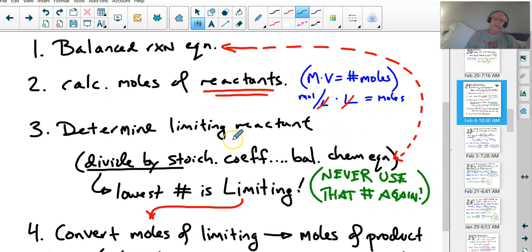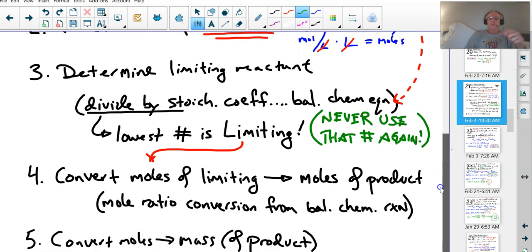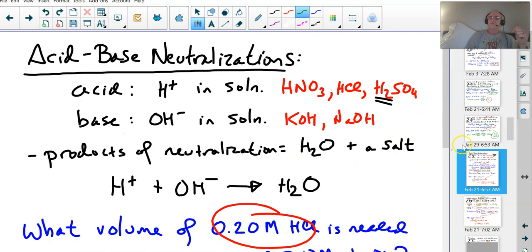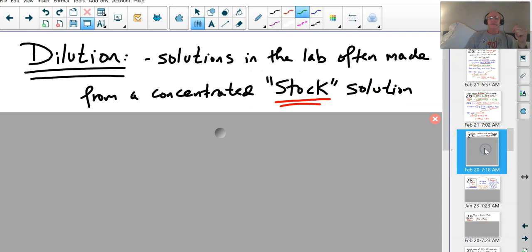We don't have to do that in neutralization expressions, because in a neutralization expression, you always have the precise amount of moles. Nothing's really in excess or limiting. In any case, then convert moles of your limiting reactant to moles of product, and then to mass of product. All right, sorry, back to this. Now, sorry, let me scroll forward. We want to get to here.